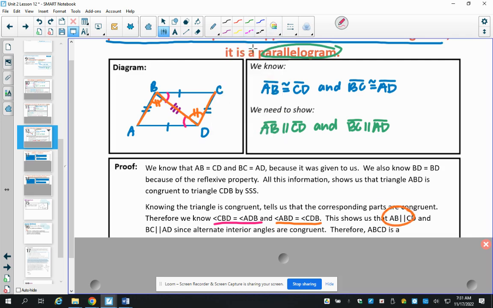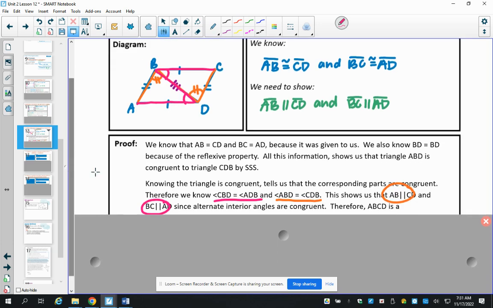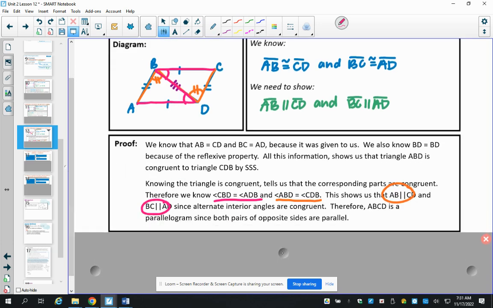Okay, and from these two angles, from these pink angles, we get this Z, meaning that BC and AD are parallel, okay, because the alternate interior angles are congruent. So now that you've shown that this line is parallel to this line and that this line is parallel to this line, you've shown that ABCD is in fact a parallelogram.